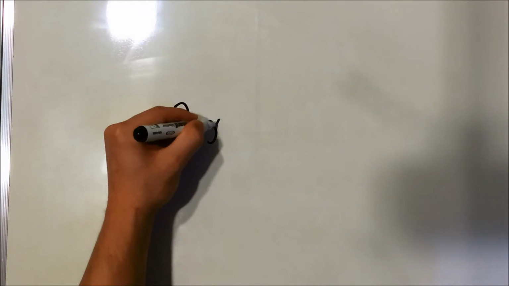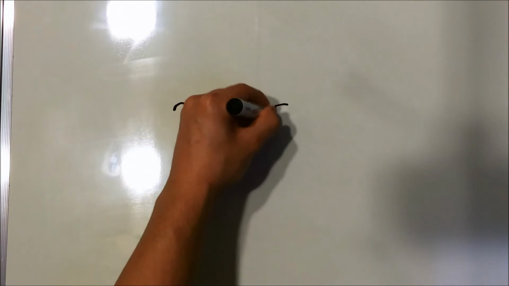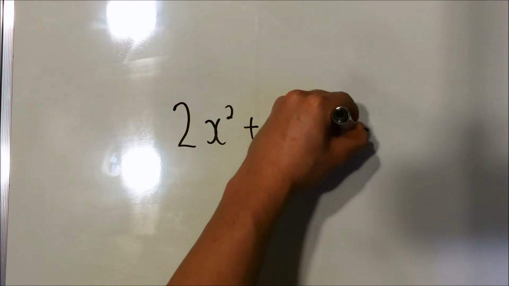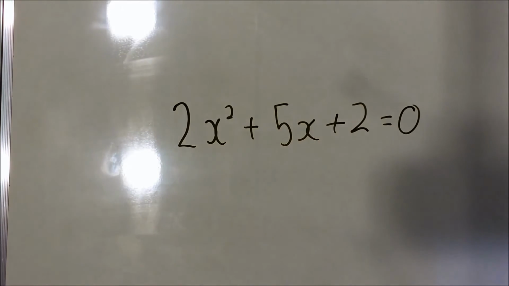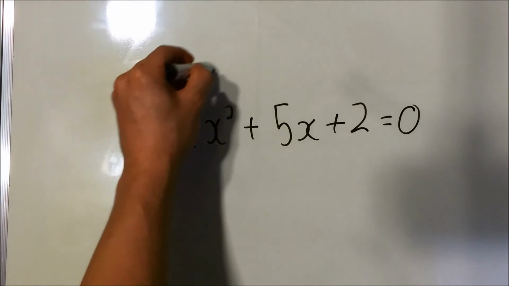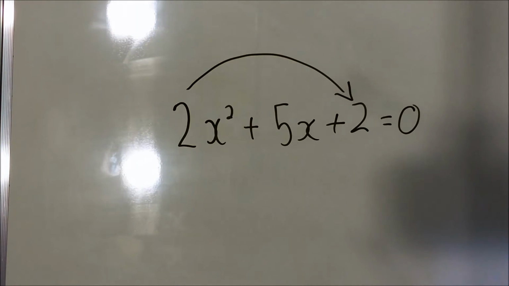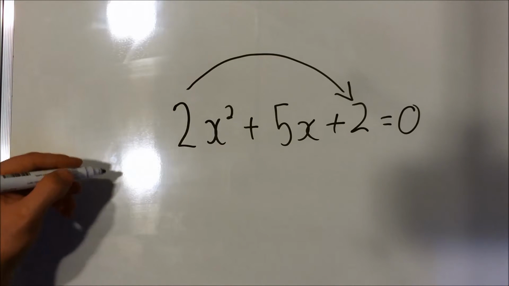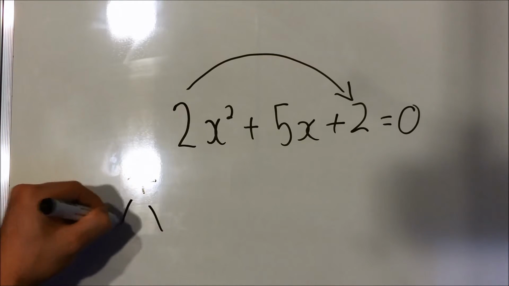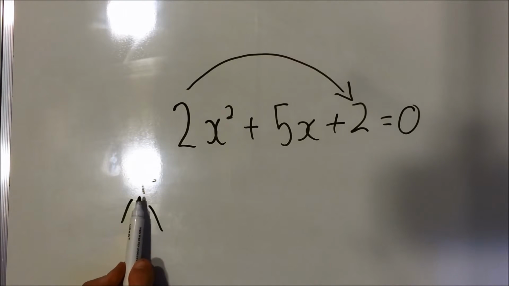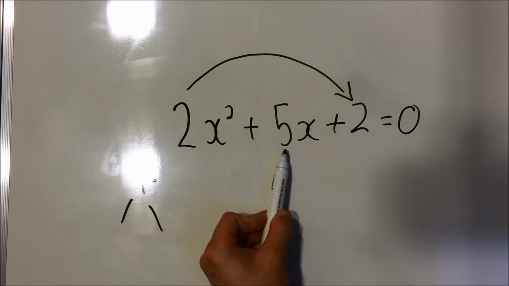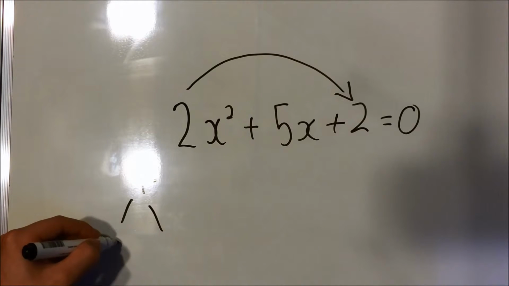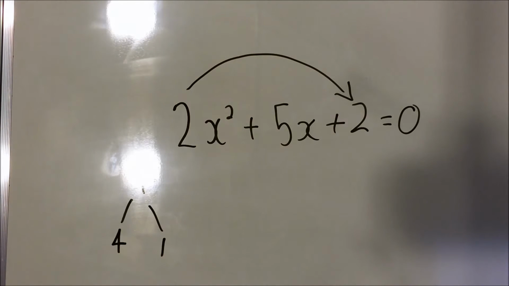If you have a quadratic equation with a number in front of the x squared, as an example, 2x squared plus 5x plus 2, you use the exact same method as before. You multiply this number with this number, which gives you 4. I'll write it here. What times together to get 4, but adds together to get 5, which will be 4 and 1.